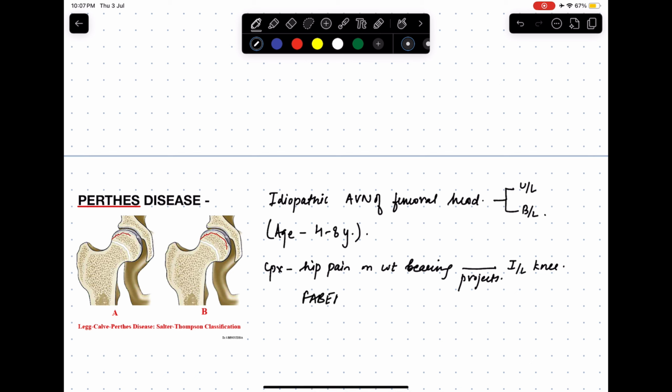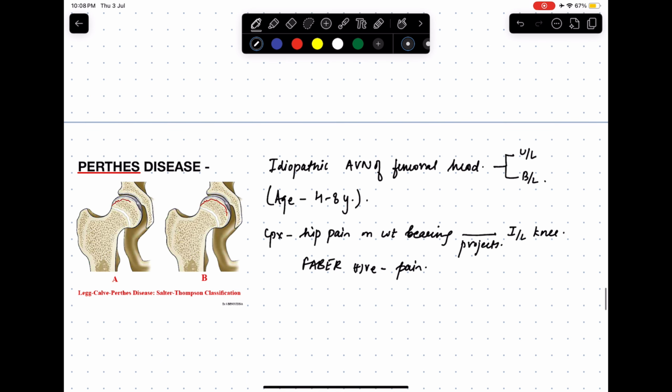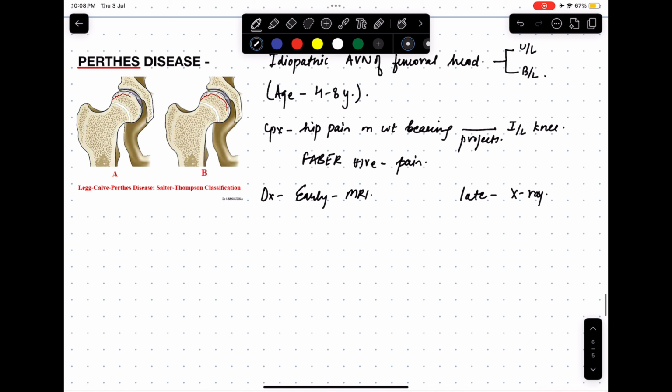Next, on the FABER test, the pain would be there. That's it for the clinical presentation of the patient with Perthes disease. Now when we are talking about the diagnosis of Perthes disease, it is divided into early phase and late phase. For early phases of Perthes disease, MRI is what we are doing, but for the later parts of the disease, we are doing X-ray.